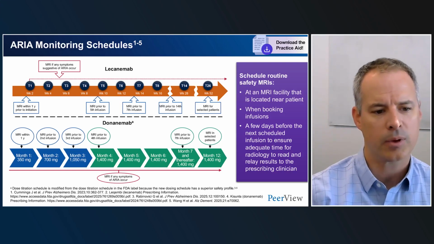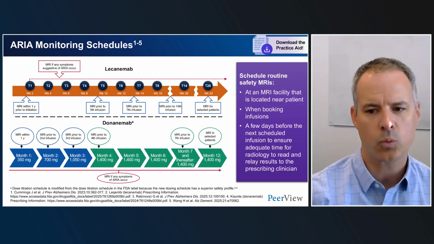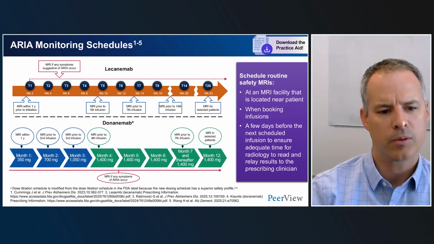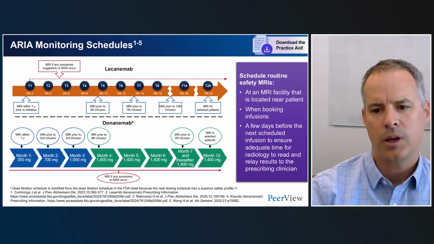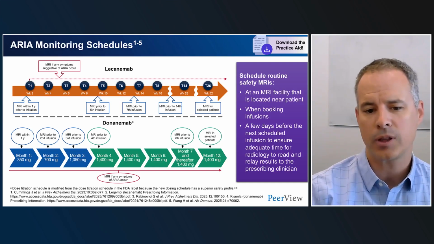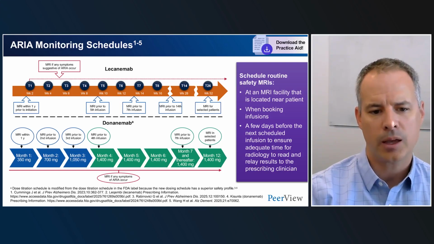So for lecanemab, you have this initial baseline scan, which is done within 1 year of starting the drug. And then you have another MRI after the 5th and 7th infusion and the 14th infusion. And then sometimes an MRI needs to be added. If patients develop ARIA, you may want to add more to make sure that that's resolved if you hold treatment. For donanemab, again, there's a baseline MRI within 1 year.